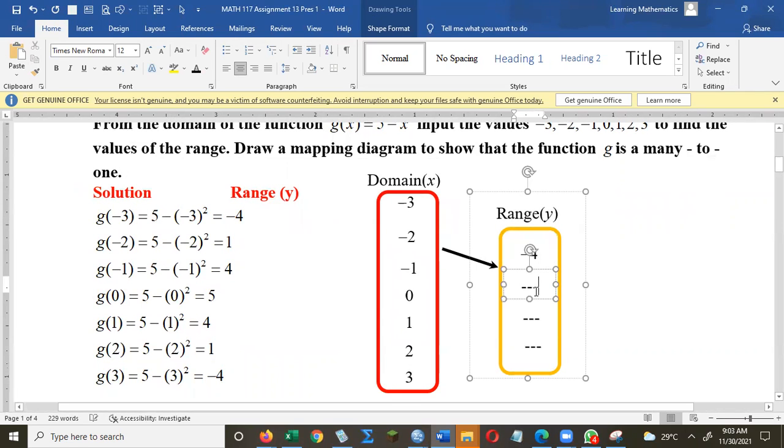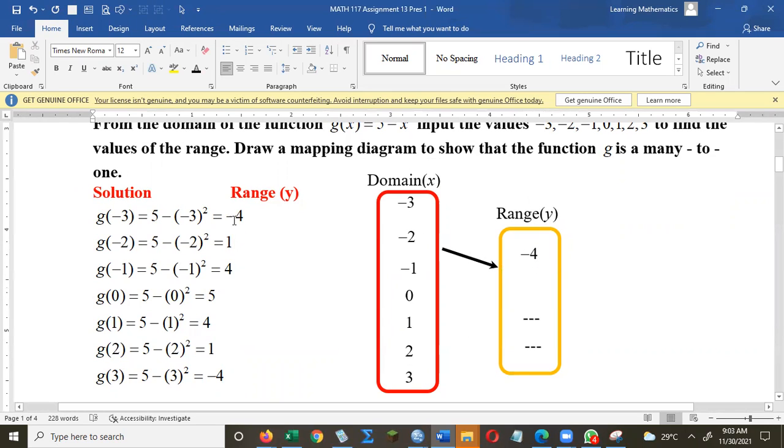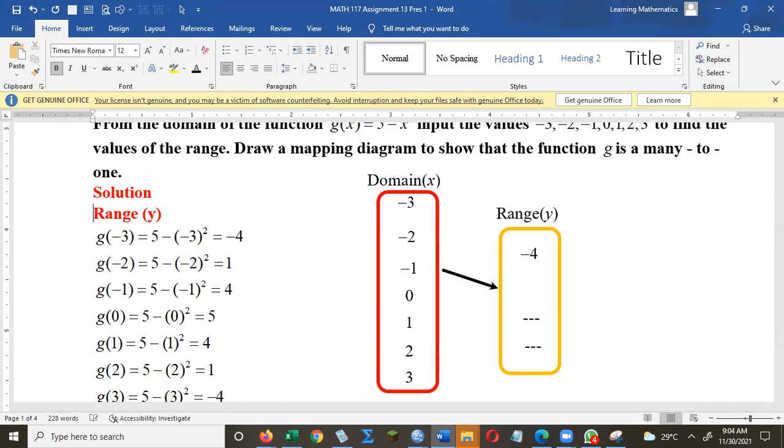Okay, now let's continue. What's the next range? Sorry, what's the next range? That -4, for those who are wondering, look at there. The first range we get there is -4. Once you input the domain, what comes out, the output, will be the range. I repeat, once you input the domain, X, what you're going to get is the range.